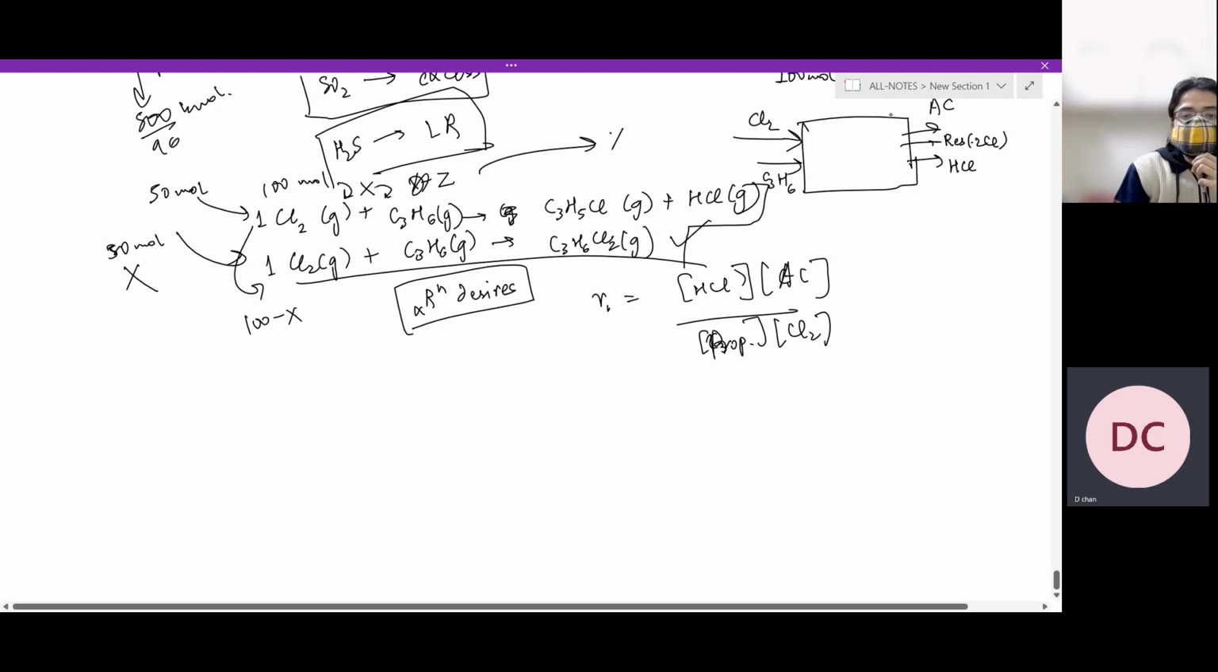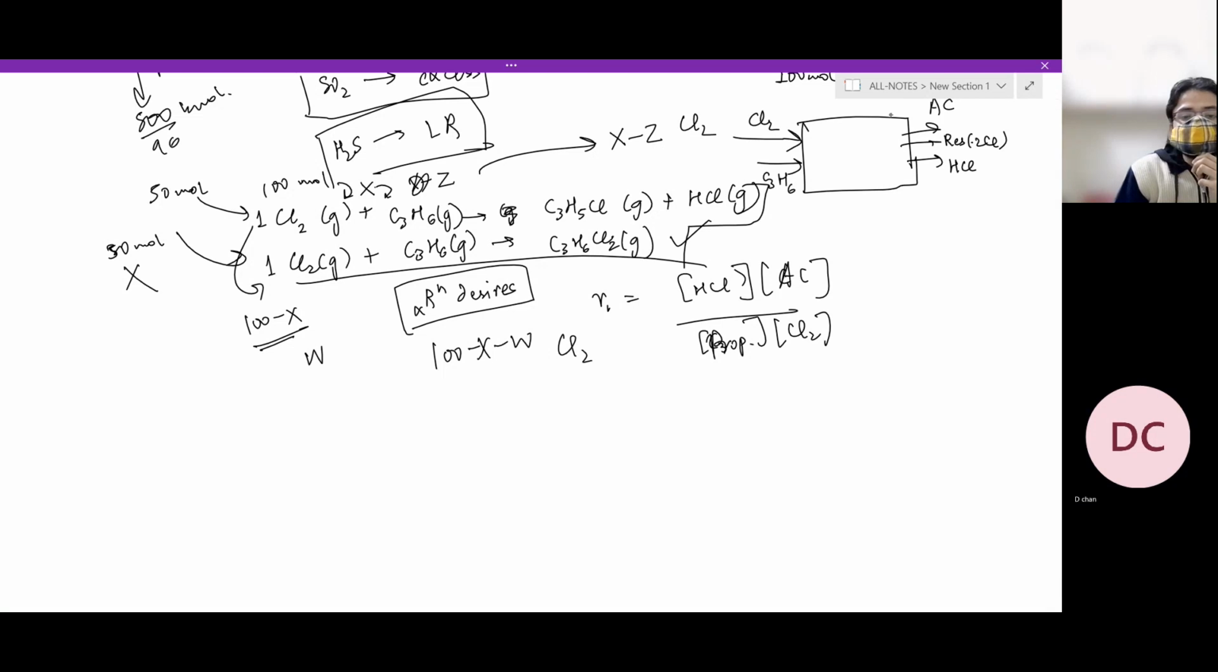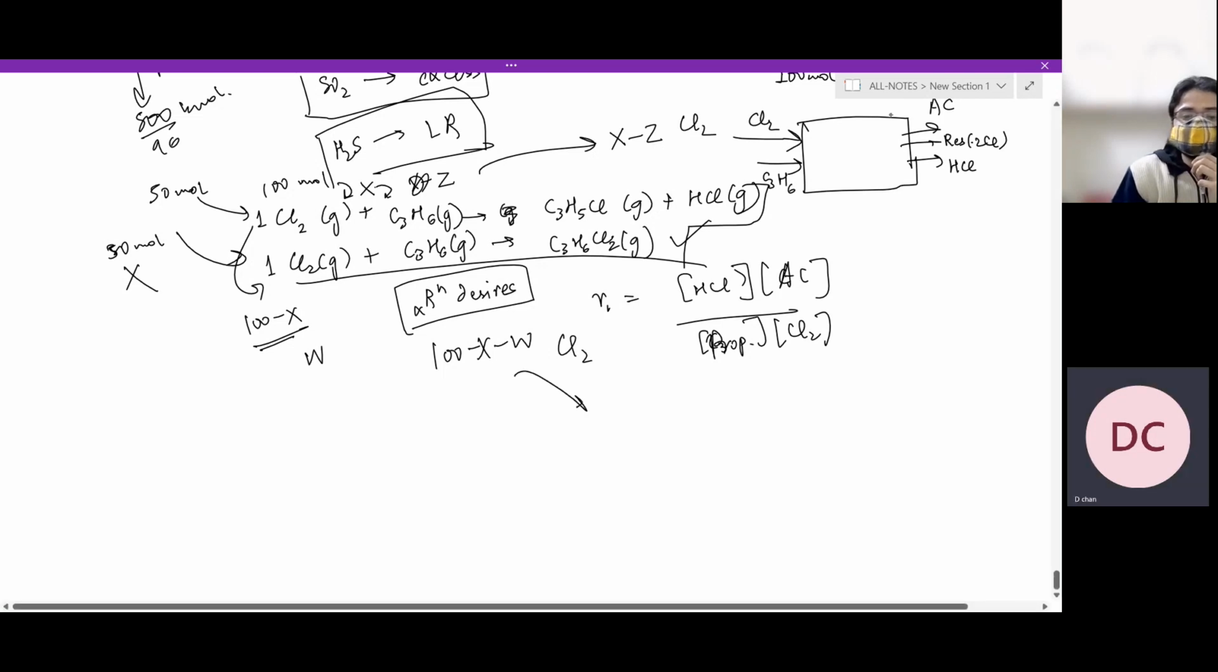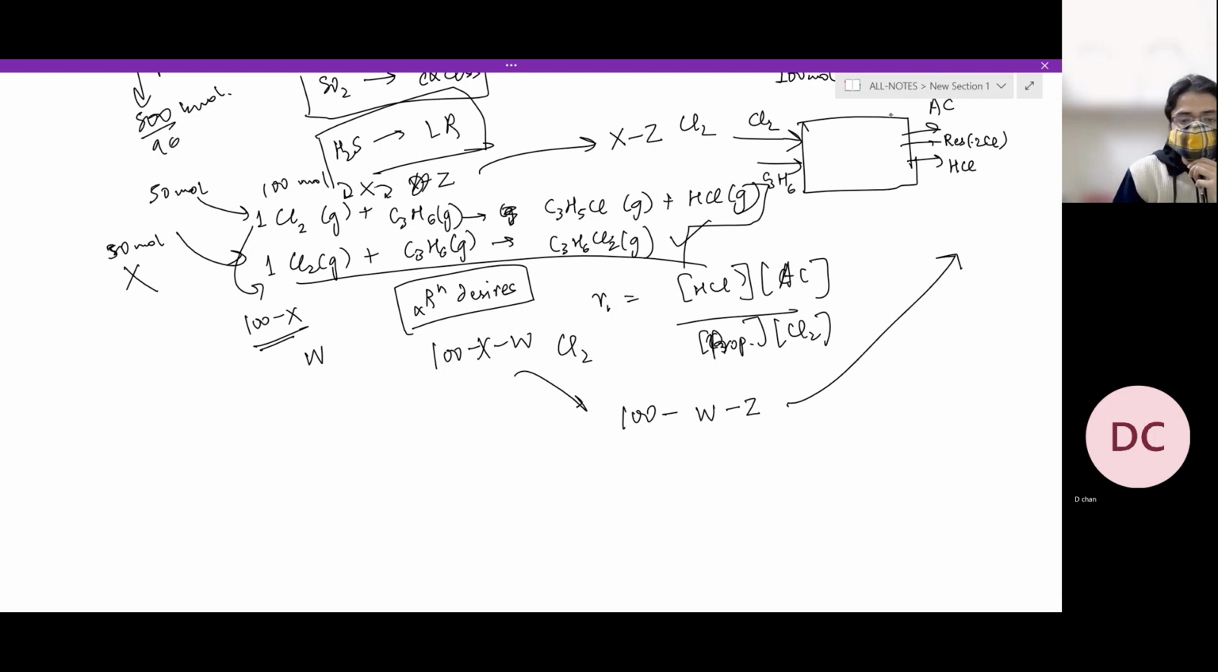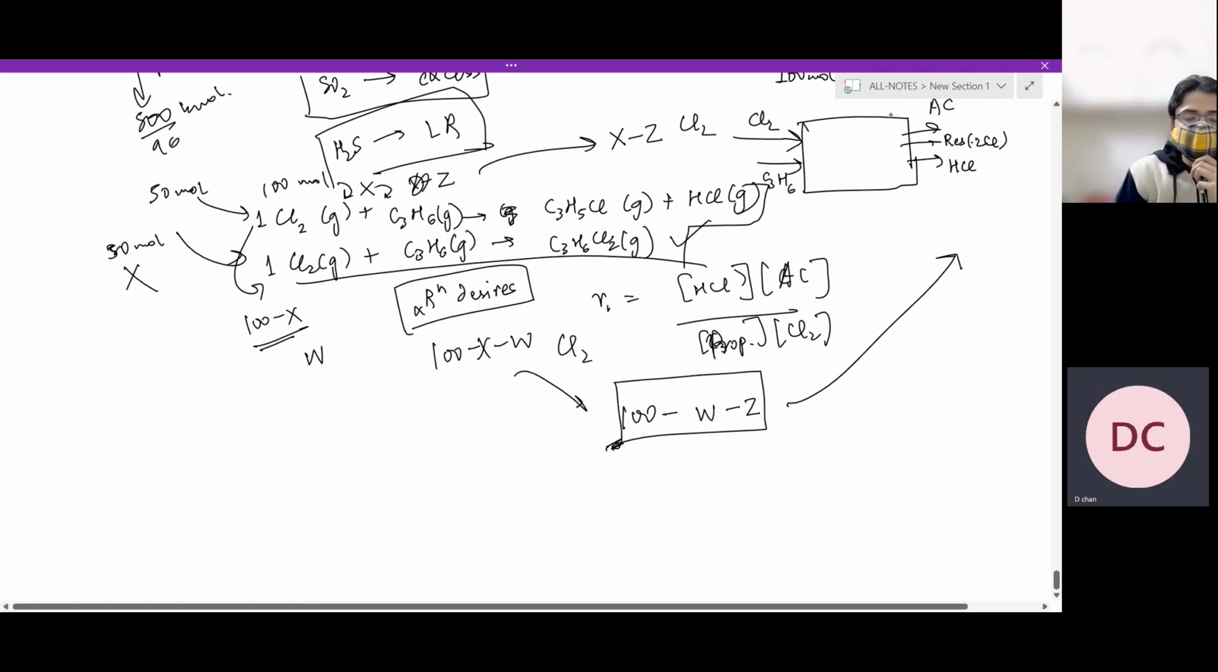Then the product gas would have X minus Z of chlorine from here. And here maybe 100 minus X, and only W is being consumed, so the product gas would have 100 minus X minus W of chlorine. So in combination, from both of these 2 reactions, the total amount of chlorine that you'd have outside is this. It is coming from both reaction 1 and reaction 2. That takes a different approach that maybe I'll cover in the next class.